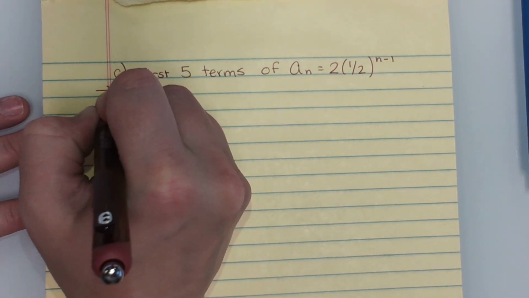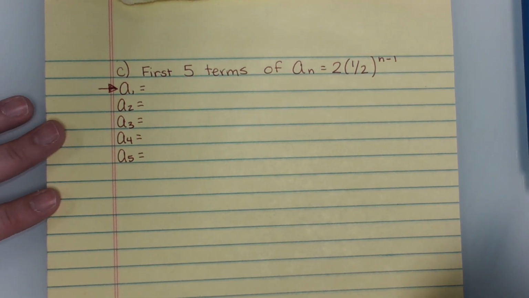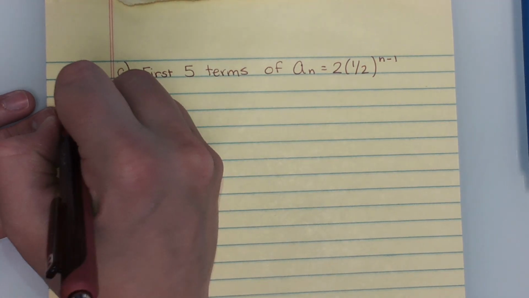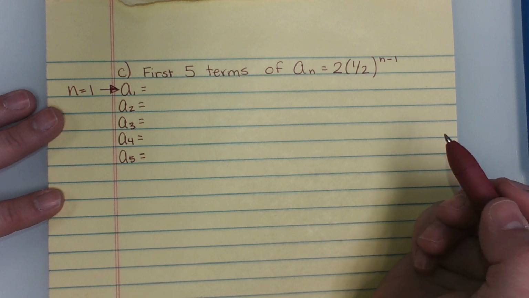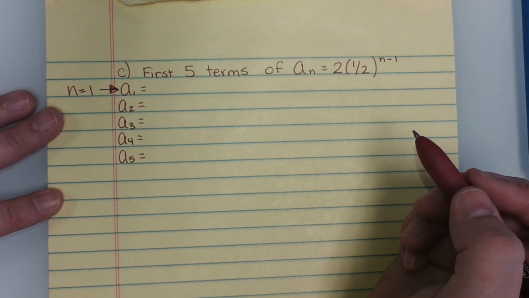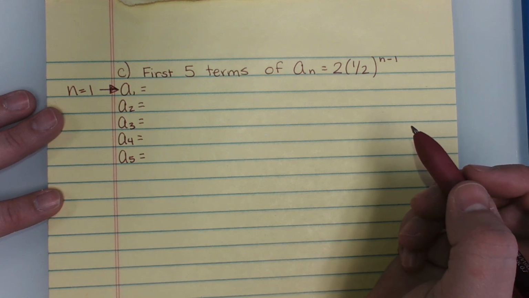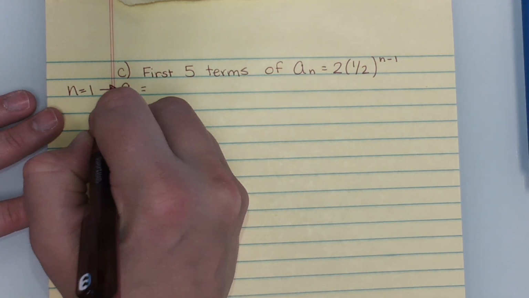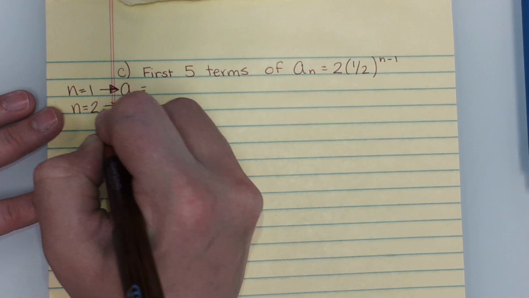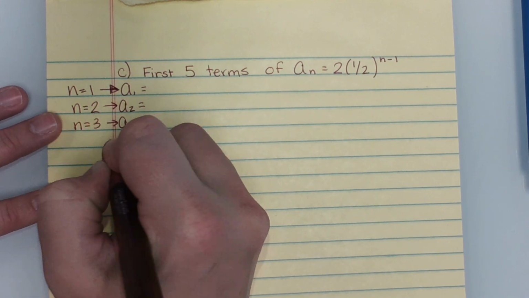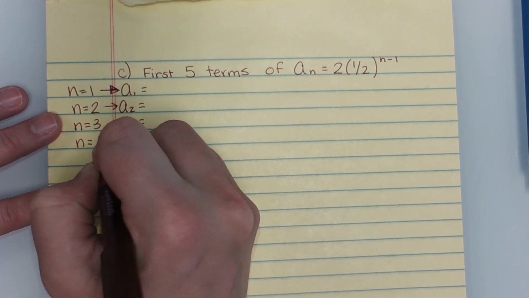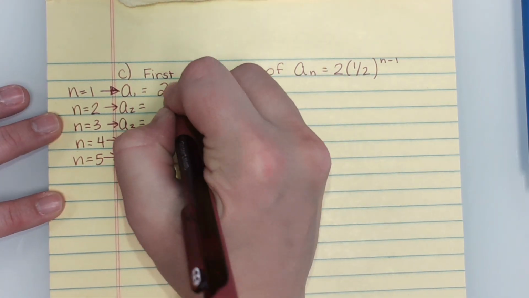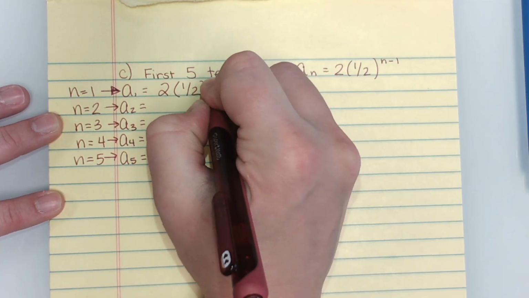If I'm looking for A sub 1, what variable does that tell me about? N. It tells me N is equal to 1. If I'm looking for the first 5 terms, I'm plugging in 1, 2, 3, 4, and 5 in for N. That's all it wants me to do. If it gives me the formula, I'm plugging numbers in.